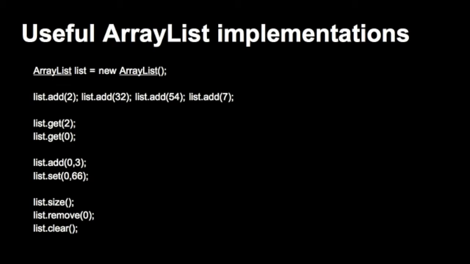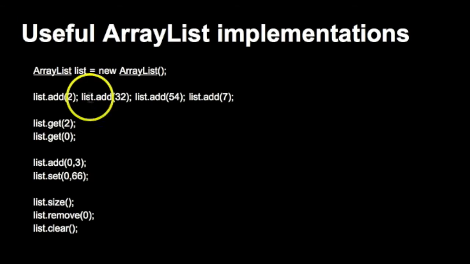We're also going to look at some useful array list implementations. One thing about array lists that's different from arrays is that array lists have a lot of methods and functions associated with them that you can use to get certain items, manipulate different things, and change the contents of your array list.